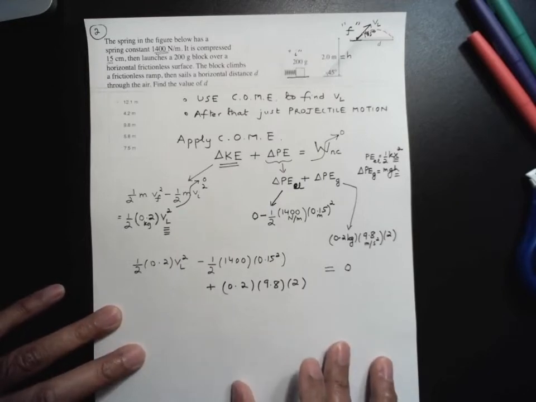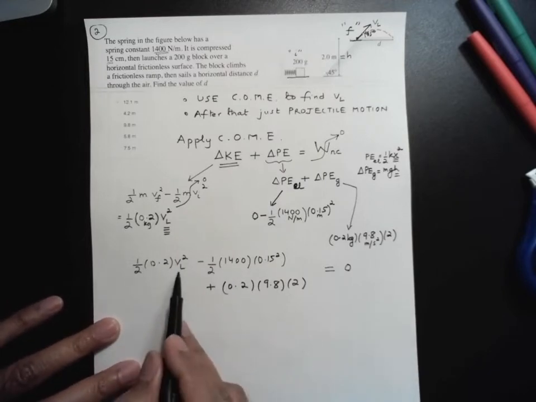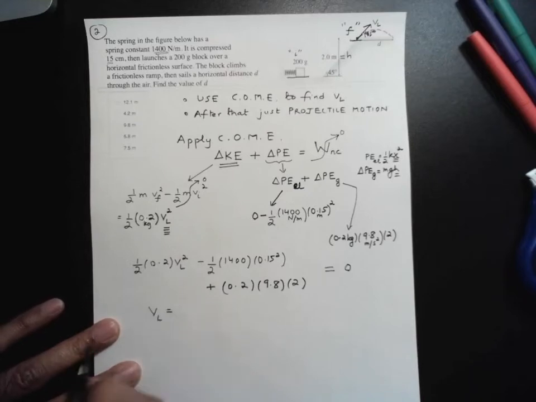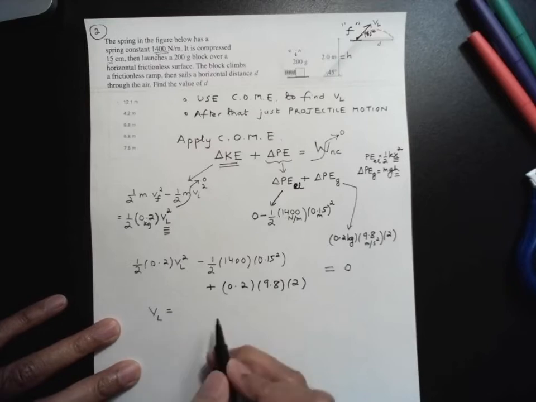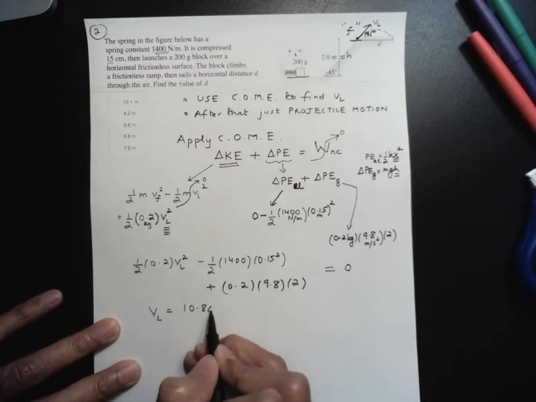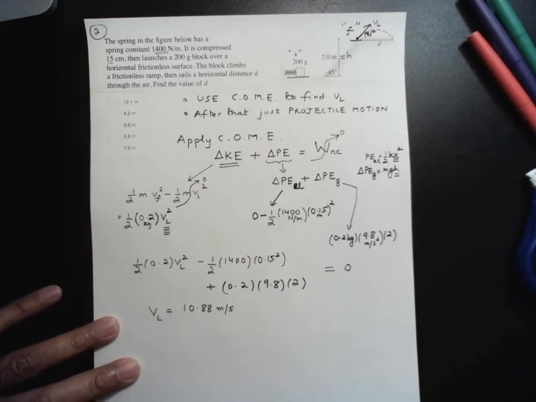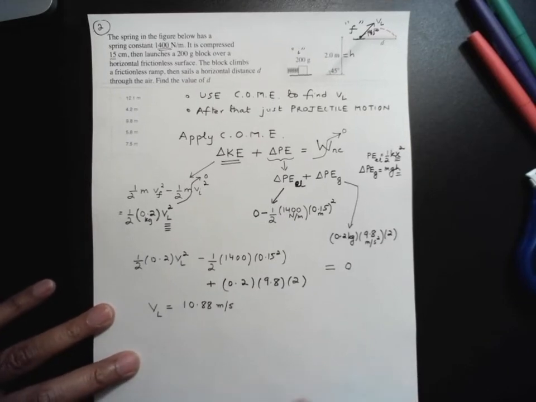Okay, so we solve for V sub L, right? And what we find is that V sub L, I have it worked out here, works out to 10.88 meters per second.